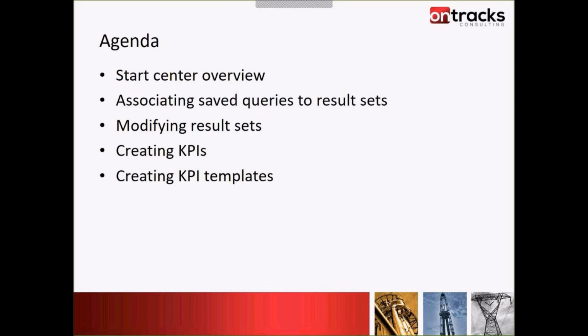I'm also going to talk about how we would go about modifying those result sets, how we can add some color coding perhaps, and how we can add columns from related objects, that type of configuration. From there, we're going to talk about creating KPIs, key performance indicators, and associating them to your Start Center. We'll round everything off with creating KPI templates, which is one of the new-ish features now in Maximo 7.6.